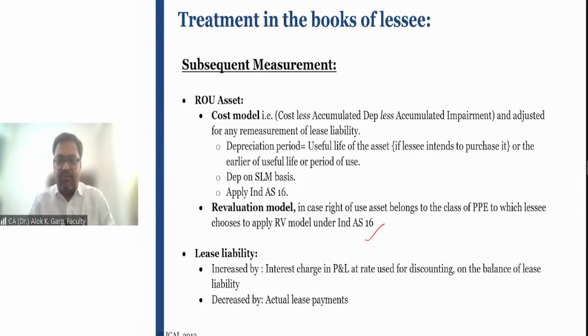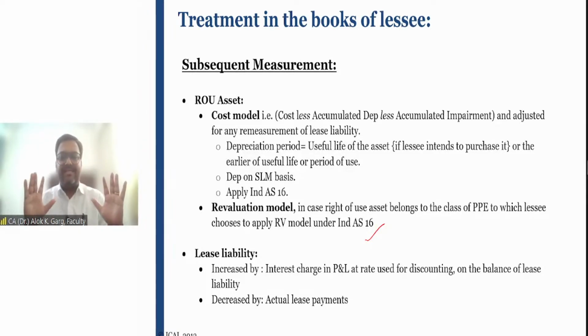Cost model and revaluation model. What is the cost model? In the cost model, the asset has to be measured at cost, continued at cost, and the asset needs to be depreciated at the end of every reporting period, right? The depreciation needs to be charged, and impairment loss is also required to be evaluated, right? So the carrying value under the cost model is equal to cost minus accumulated depreciation minus accumulated impairment losses.